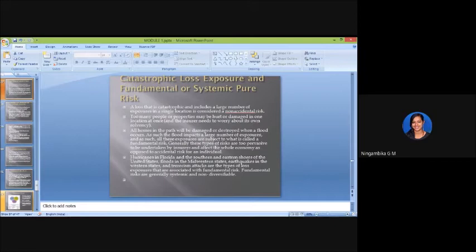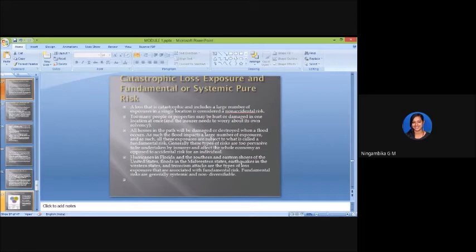There are some norms in an insurance company: all losses cannot be recovered; to an extent it can be done. The example quoted here is hurricanes in Florida and the southeastern shores of the United States, floods in the Midwestern states, and earthquakes in the western states, which are very common.